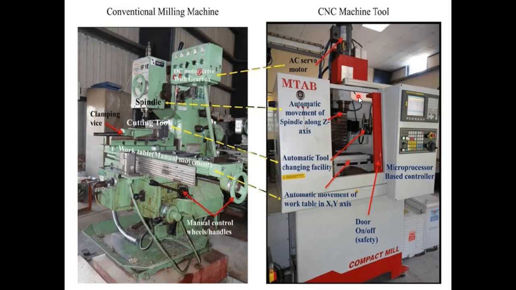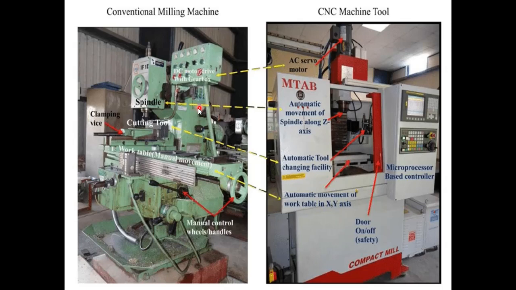Now you can see in this picture the difference between a CNC machine and a conventional milling machine. The left side is your conventional milling machine by BFW, and this is the MATTAB CNC machine tool. In the conventional machine there is a DC motor, but in this machine it is called an AC servo motor. An AC servo motor has more precision control compared to the DC motor.